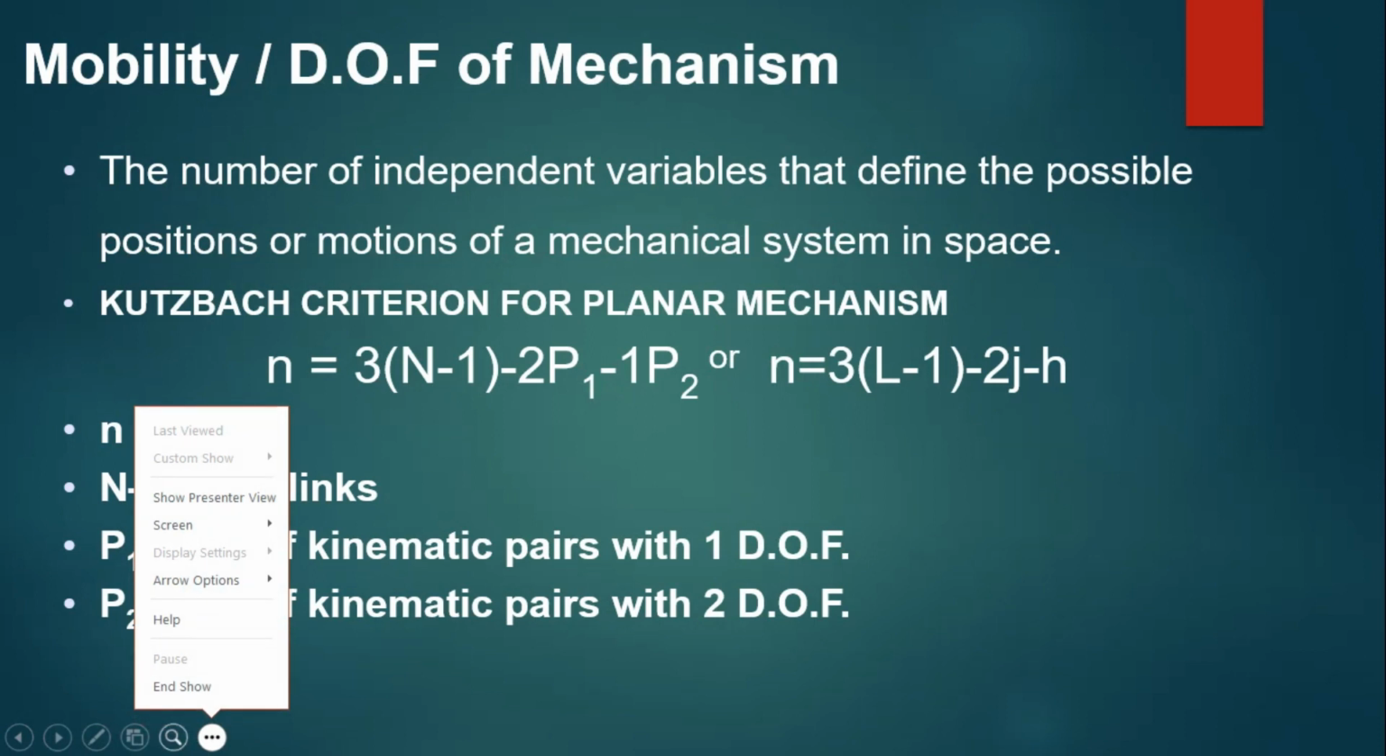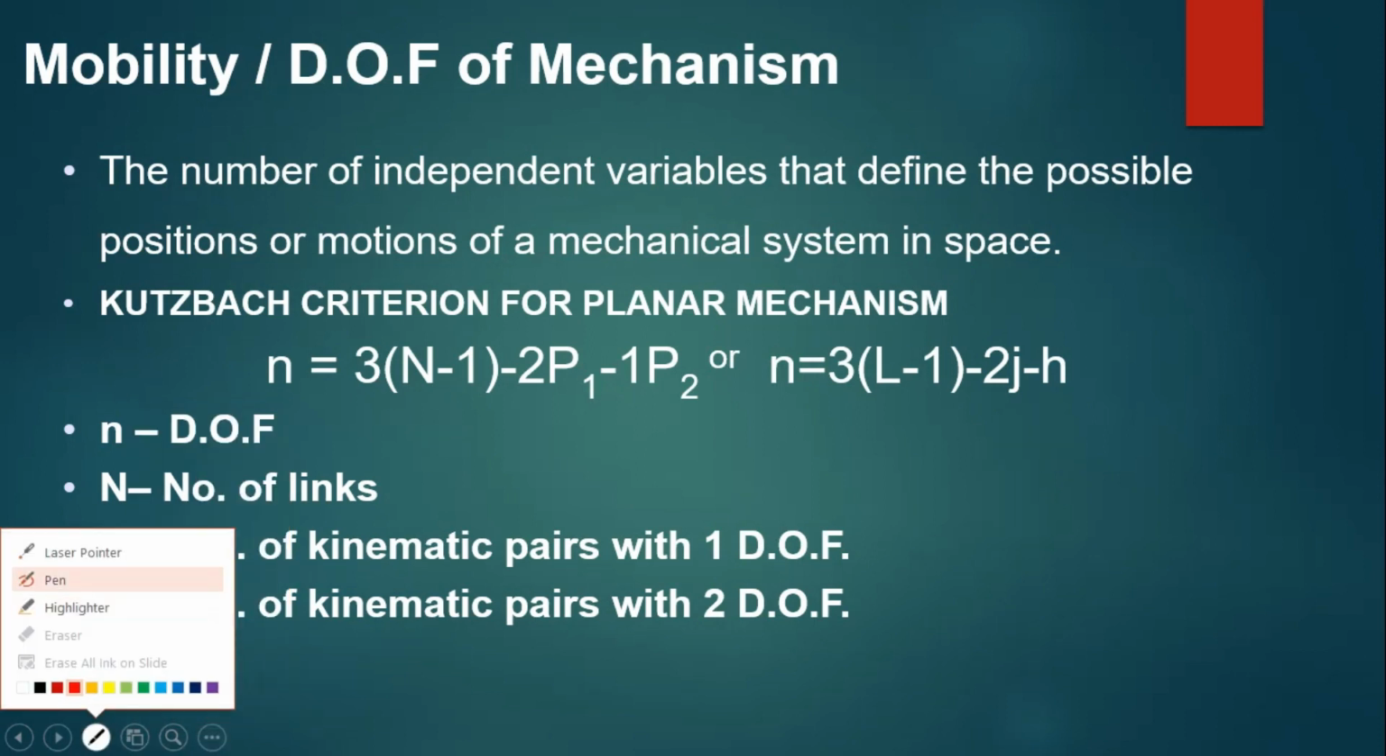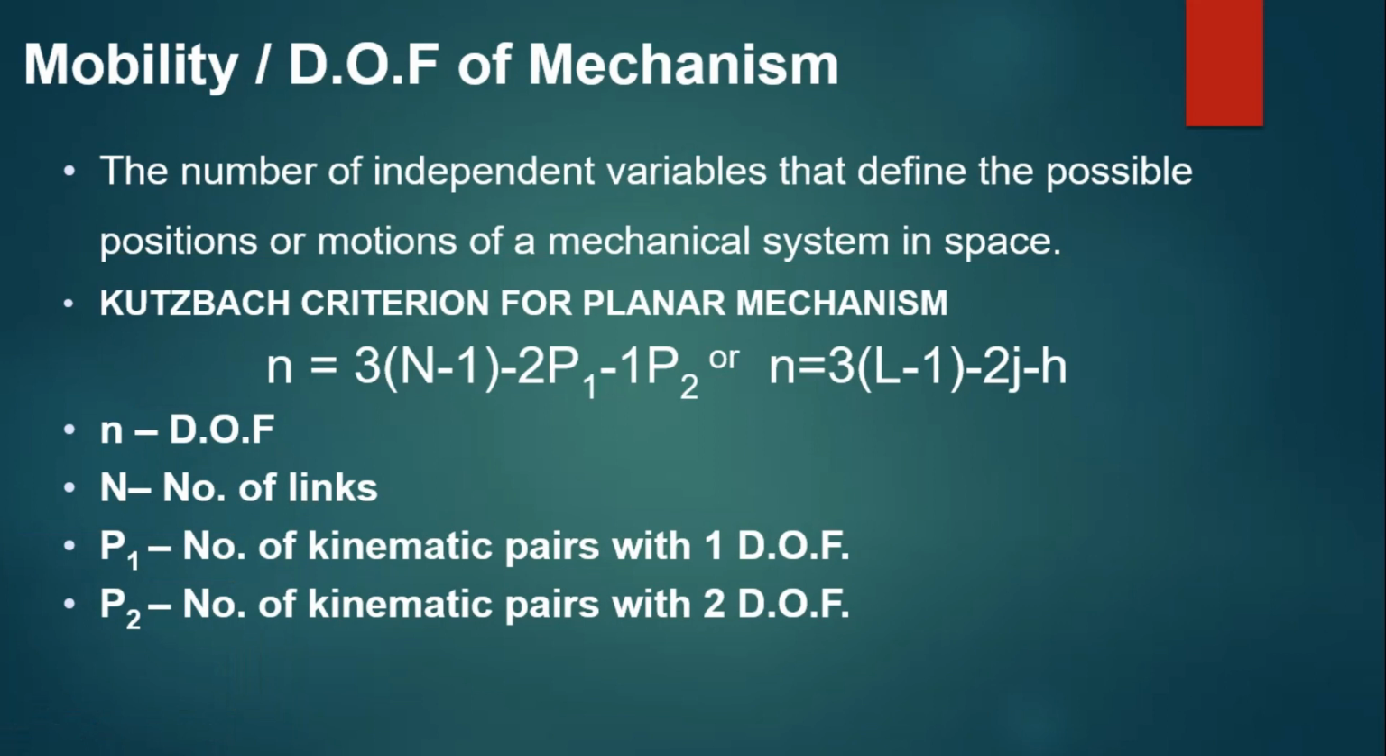We are mechanical engineers. So today we will discuss the degree of freedom of mechanism. First, let us discuss what is meant by degree of freedom. Degree of freedom means the number of independent coordinates required to define the position or motion of a mechanical system in space, right? So the number of independent coordinates required to define the position or motion of the mechanical system.